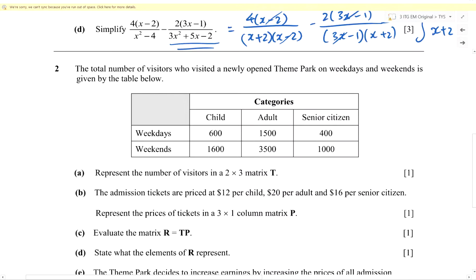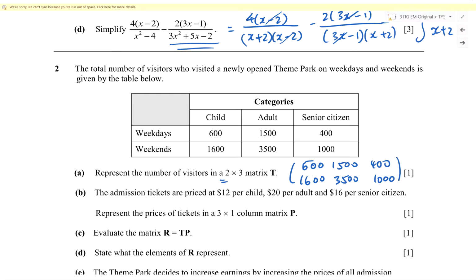Okay, 2A. Generally well done also, but there are a few of you who do not know the first number refers to the rows. 2 rows by 3 columns. Most of the time, they don't expect you to change the order. You can just copy down the table, but without the borders. So 2 rows, 600, 1500, 400, 1600, 3500, and 1000. 2 rows by 3. Rows and column, rows and column. Keep on telling yourself that.